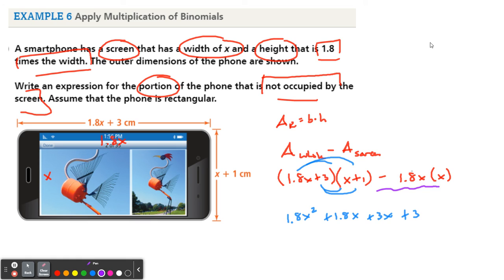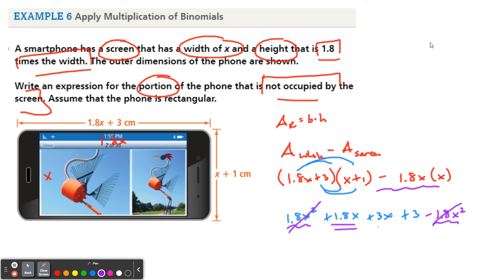And now this is just a monomial times a monomial. There's no distribution. You just multiply. Negative 1.8 times x is negative 1.8x squared. And now we combine our like terms to simplify. I see two x squareds, a 1.8x squared and a negative 1.8x squared. Well, when I combine 1.8 and negative 1.8, gonzo. They cancel. X squared is gone. Your polynomial no longer has an x squared term.